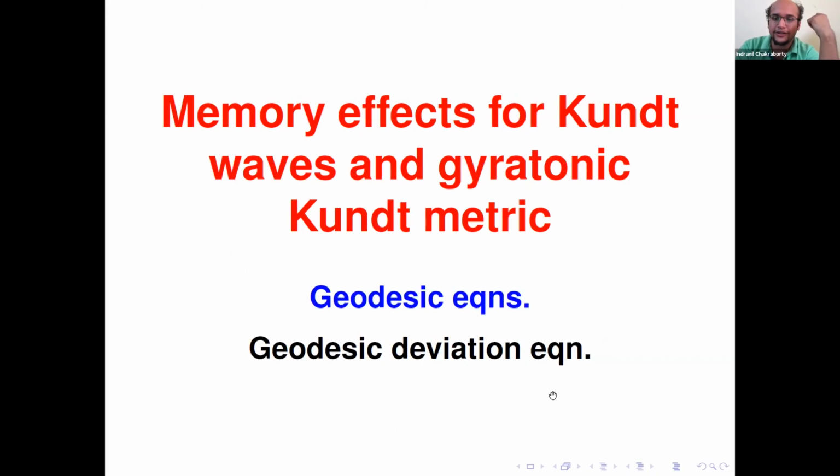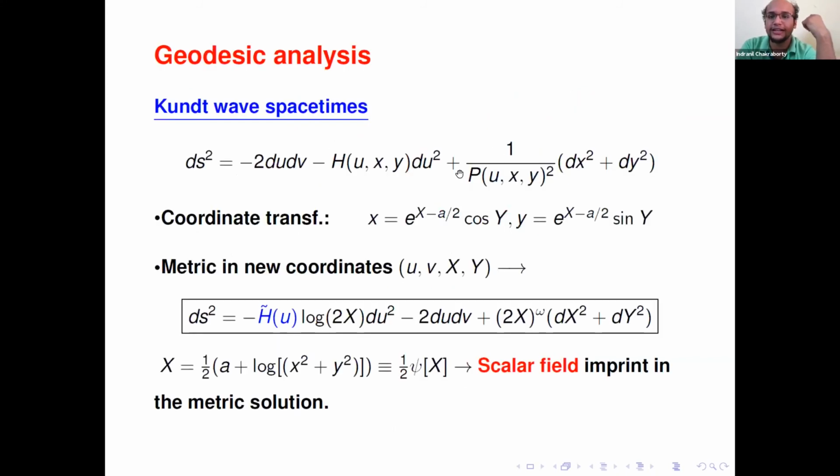Okay, so now memory effect using geodesic equation. The metric line element is this. We employ a coordinate transformation going from small x, small y to capital X, capital Y. And the metric line element is now like this, where this h tilde is the free function, which will act as the pulse profile. And this capital X coordinate is related to the scalar field psi. Psi is the x-dependent part of the scalar field. So thus, there is a scalar field imprint in the metric solution also.